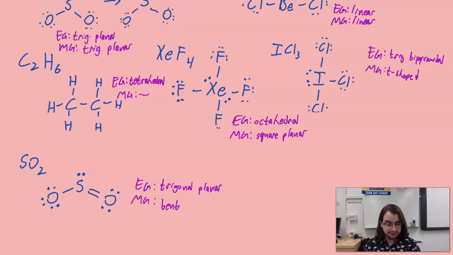For ICl3, we are trigonal bipyramidal because we have 5 things attached to the central atom for our electron geometry. But our molecular geometry is what we would call T-shaped. And then for SO2, we are trigonal planar because we have 3 things attached. And we are bent because of that one lone pair on the top.